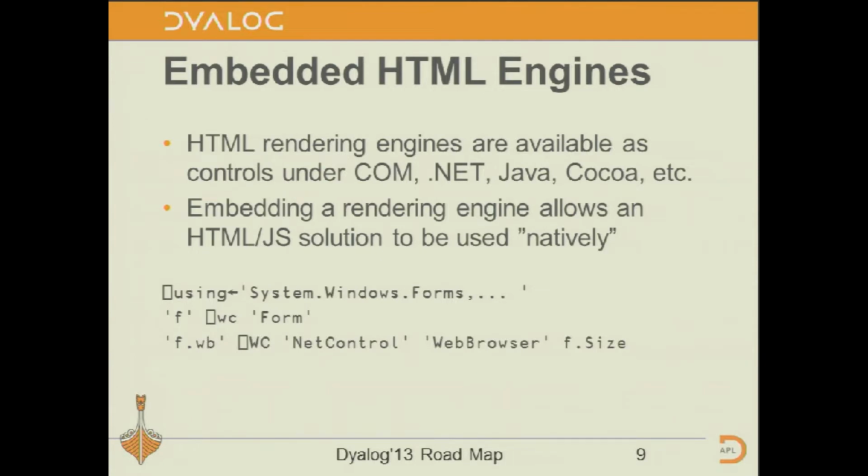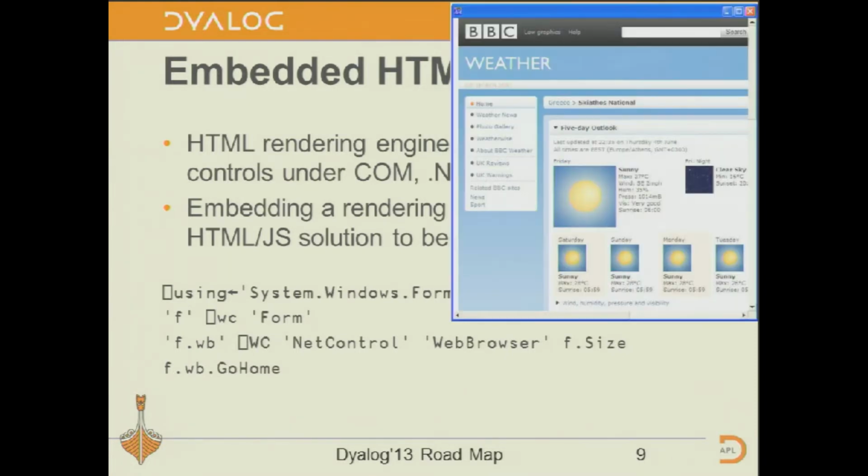So we're taking a WPF component, in fact, here. No, sorry, a Windows Forms component, which is a web browser, embedding it in a Dyalog form, and then in this case, just not giving it HTML, but just telling it to navigate to its home page. And if you're Pete Donnelly, who made the demo, the home page is the weather for a Greek island. And you can see it's even better than here.